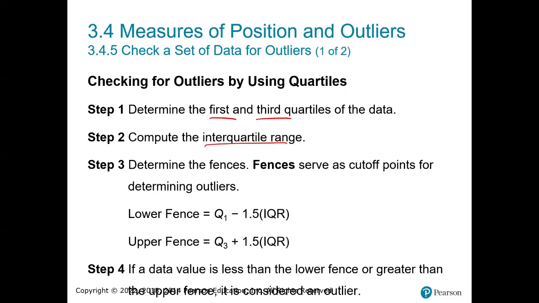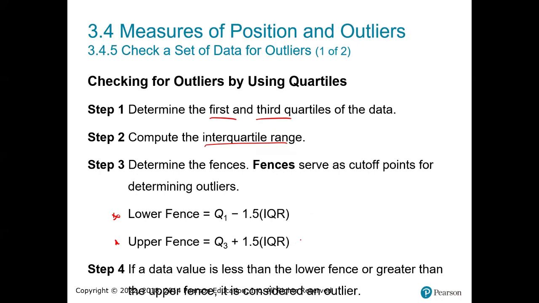What you're going to do is calculate two things called the lower fence and the upper fence. The lower fence takes Q1 minus 1.5 times the interquartile range. And the upper fence takes Q3 plus 1.5 times the interquartile range. If any value is below the lower fence, it is an outlier. If any value is above the upper fence, it is also considered an outlier.